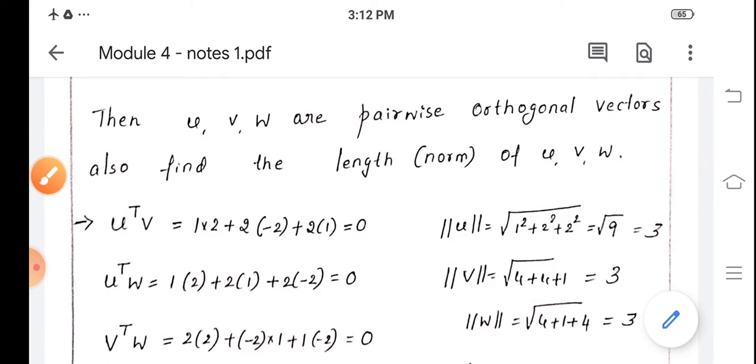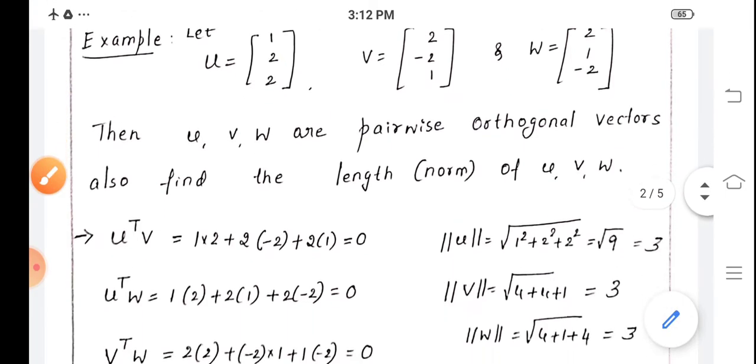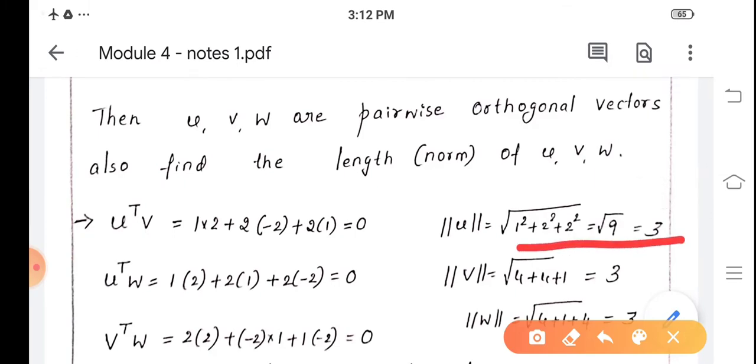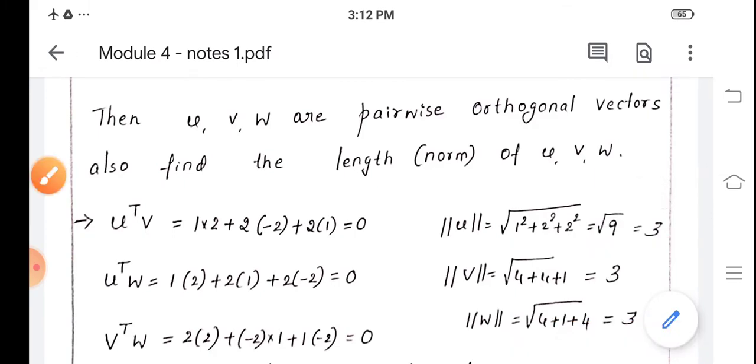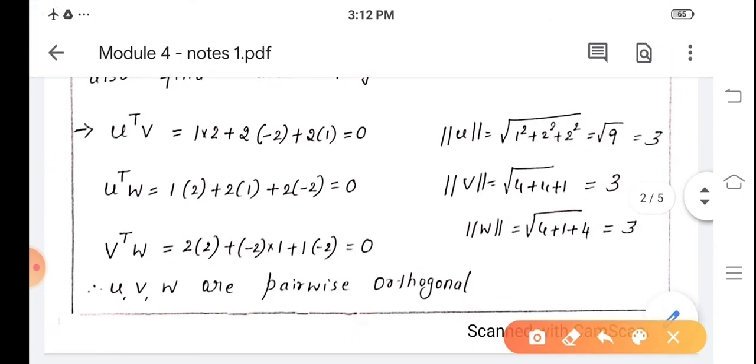Now here we can find the norm of the vectors. If I take vector u, by the definition, norm u will be root of 1 square plus 2 square plus 2 square. That is equal to root 9, or equal to 3. Similarly, the norm of vector v is square root of 2 square plus 2 square plus 1, that is also 3. And the norm of vector w is root of 4 plus 1 plus 4, that is 3.